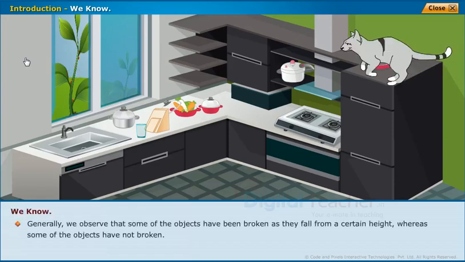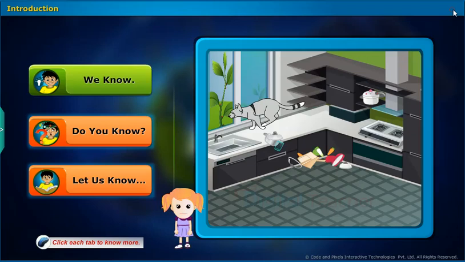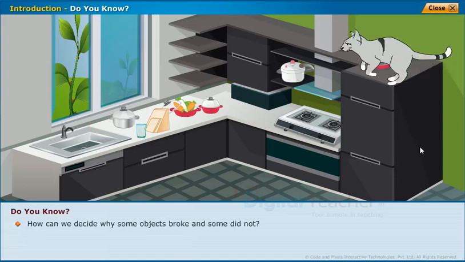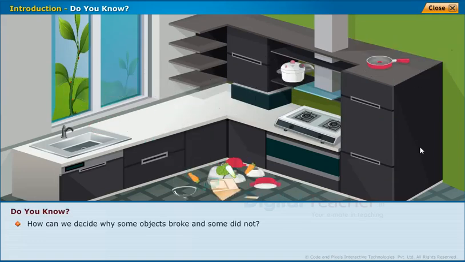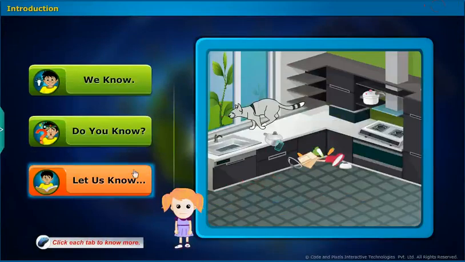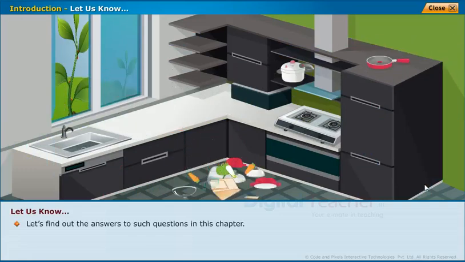Generally, we observe that some of the objects have been broken as they fall from a certain height, whereas some of the objects have not broken. Do you know? How can we decide why some objects broke and some did not? Can we guess which objects might have broken and which might not have broken? Let's find out the answers to such questions in this chapter.